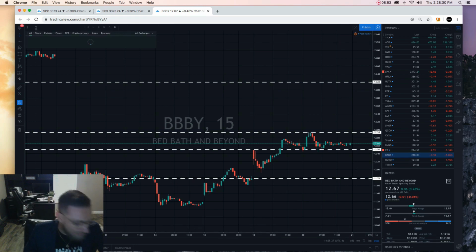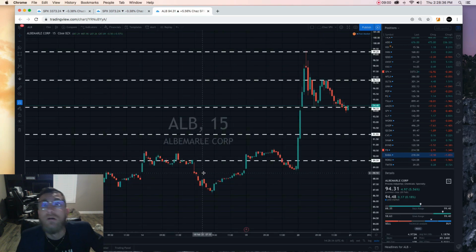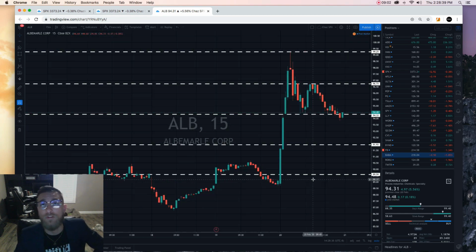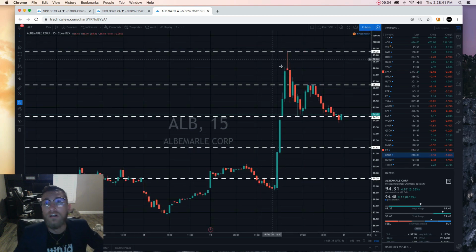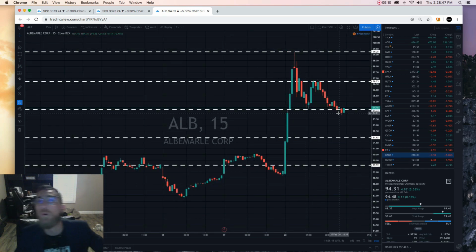What is next? ALB. I've never even heard of this. Huh. Well, the chart doesn't look too bad. We're in a big bull flag, obviously, on the 15. Here's the pole. Here's the flag. It finished kind of weak, though. It was pulling back. So it needs to hold this support at 94.33.